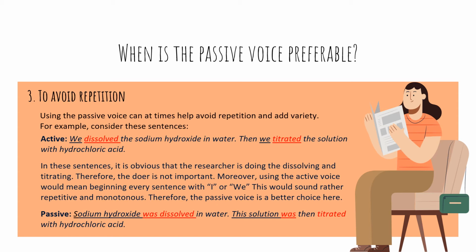Therefore, the doer is not important. Moreover, using the active voice would mean beginning every sentence with I or we. This would sound rather repetitive and monotonous. Therefore, the passive voice is the better choice here. For example, sodium hydroxide was dissolved in water. The solution was then titrated with hydrochloric acid.